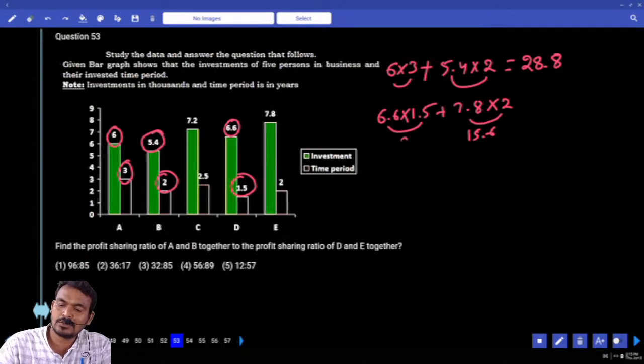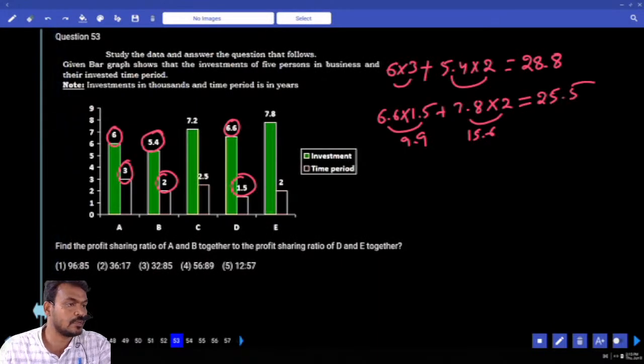15.6. These two are adding. What is the total value? 25.5. 25.5. But do we require the ratio or the sum? Ratio. 288 and 255. Both are multiples of 3.